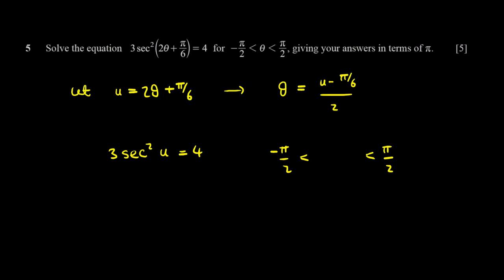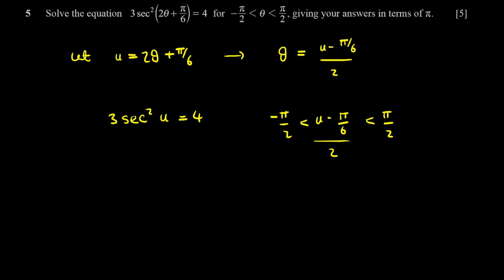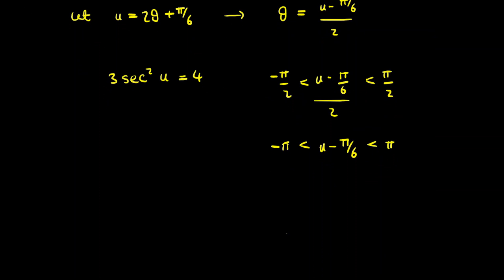But now I'm going to replace that theta with (u minus pi by 6) all upon 2. So I'm going to multiply both sides by 2. So that's going to be minus pi and pi, the set of boundaries for u minus pi by 6, right? And then I'm going to add pi by 6 to everything. So negative pi plus pi by 6 is minus 5 pi by 6, and pi plus pi by 6 is 7 pi by 6.